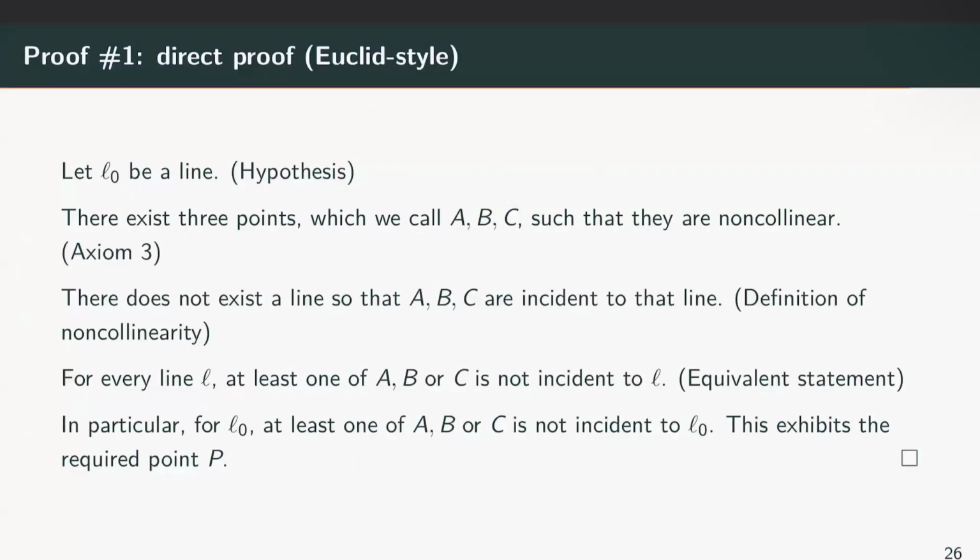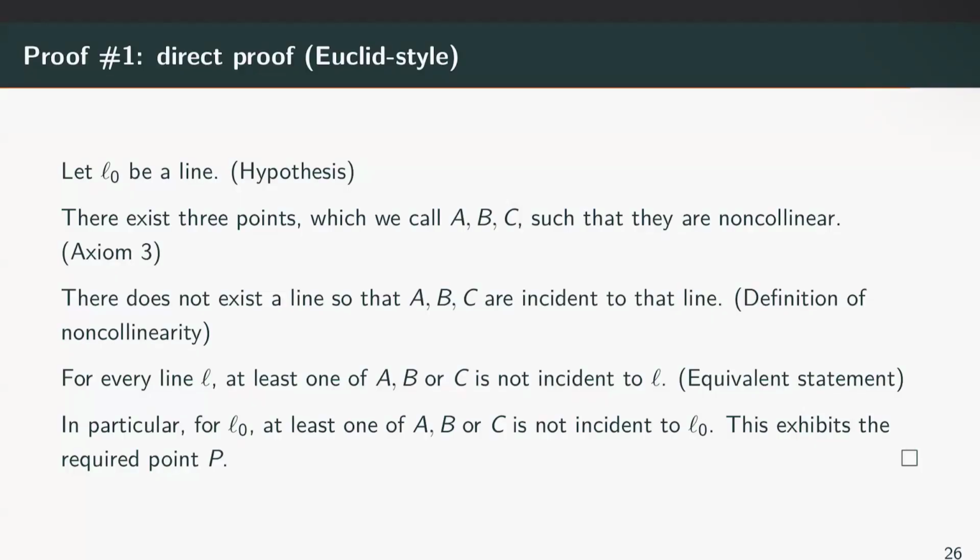So let's take a look at it. I'm going to explain two different ways of proving this. And the first proof, we're going to look at in two different ways. So let's first do a direct proof, Euclid-style. By that I mean the justification for each statement is in parentheses at the end of the sentence.